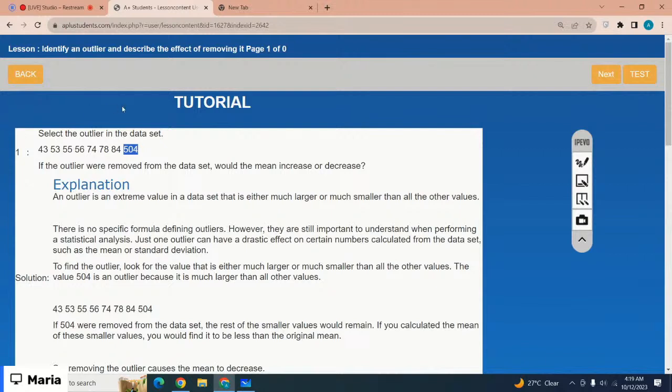So you can see here 504. If 504 is removed from the data, the rest of the smaller values would remain. If you calculate the mean of these smaller values, you will find it to be less than the original mean, right? So removing the outlier causes the mean to decrease, because here you have 504, a large number. So if you remove 504, the mean of the given data would decrease, right? Let's start with the practice questions.